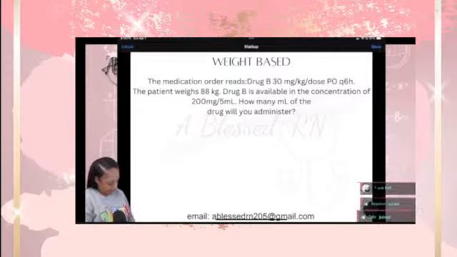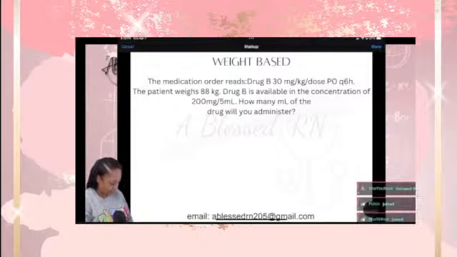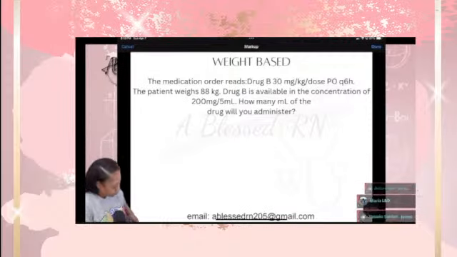So you like those peds safe dose. All right, the medication order reads: Drug B, 30 milligrams per kilogram per dose by mouth every 6 hours. The patient weighs 88 pounds. Drug B is available in a concentration of 200 milligrams per 5 mLs. How many mLs of the drug will you administer? Okay.